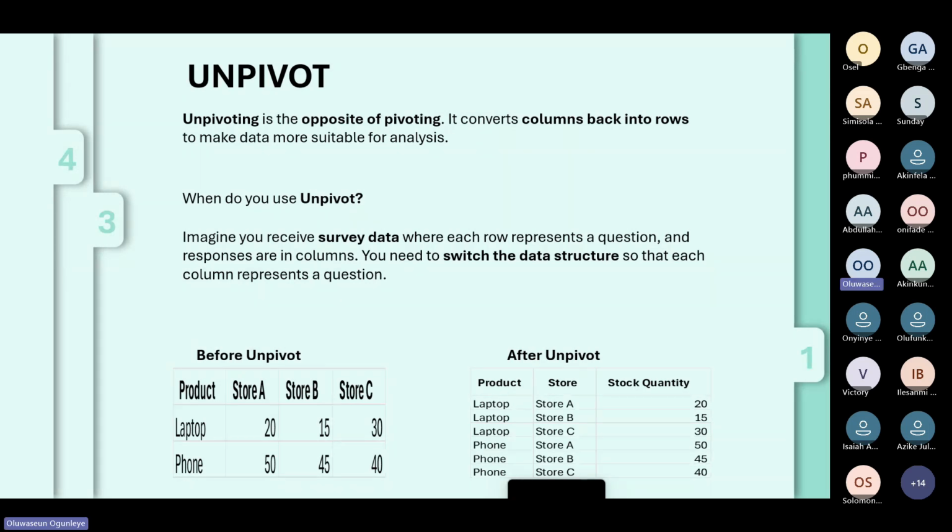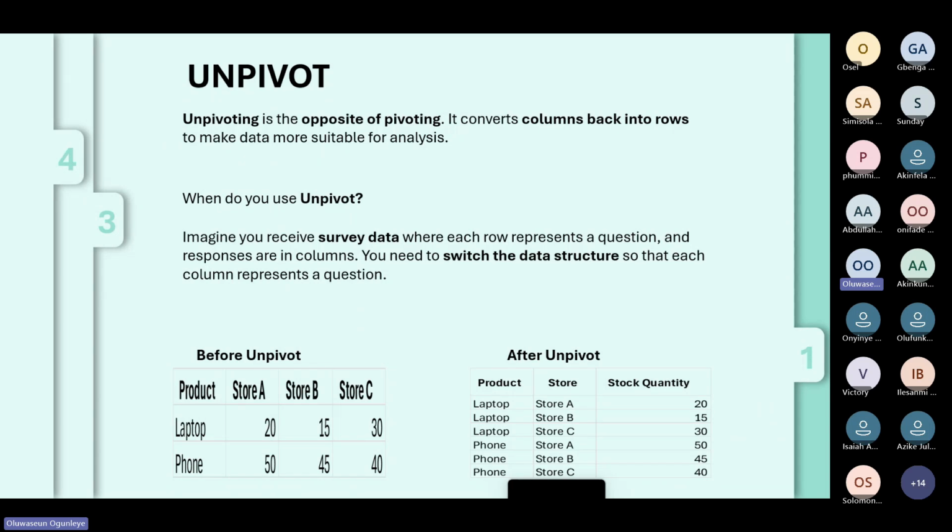So let's say, for example, you have survey data where each row represents a question, and those responses are probably in columns, right? In that kind of format, you cannot have your responses in columns. You have to switch the data in order for it to be suitable for the analysis you want to conduct.